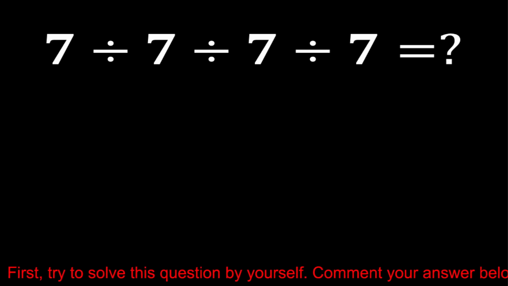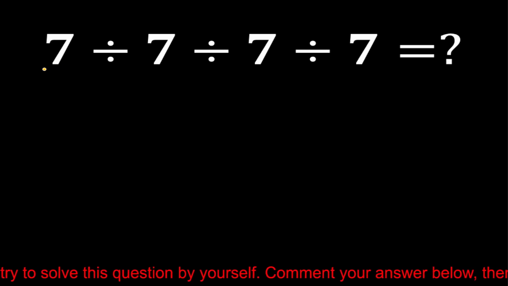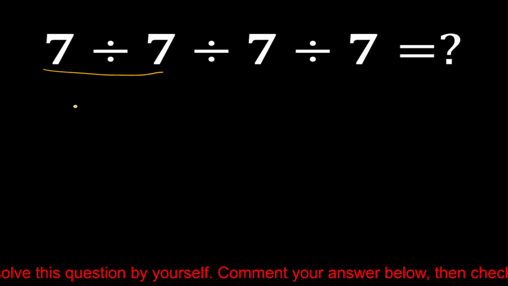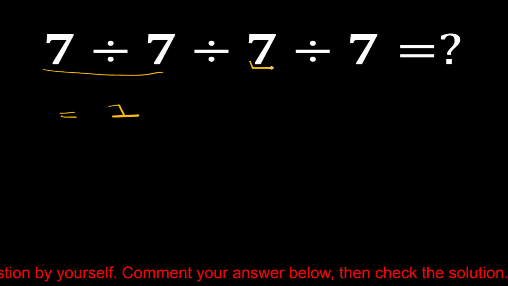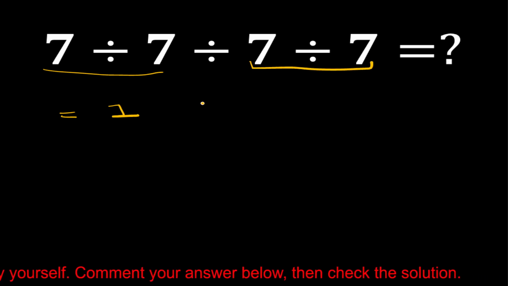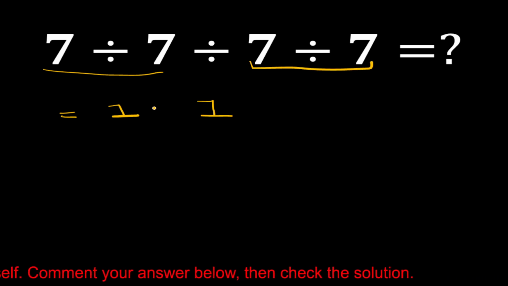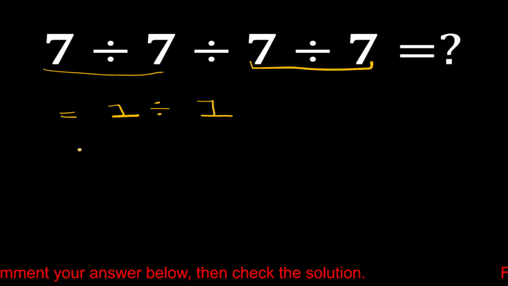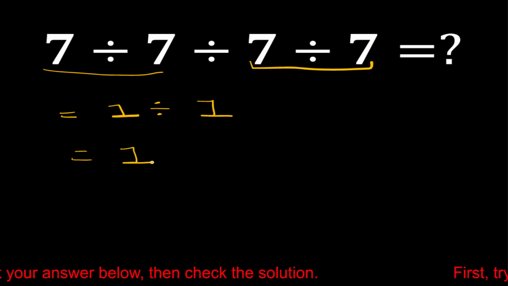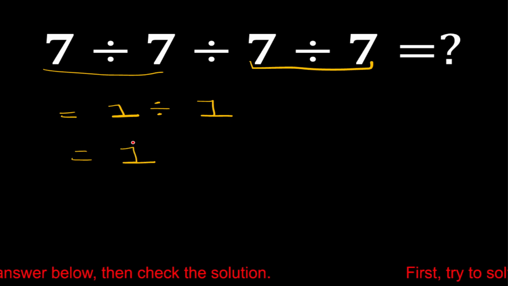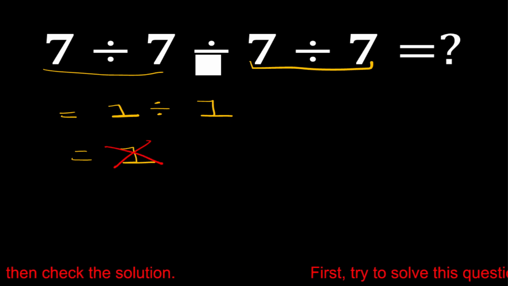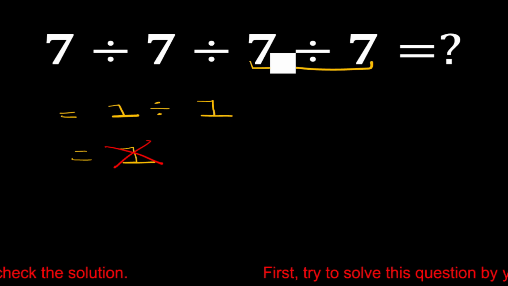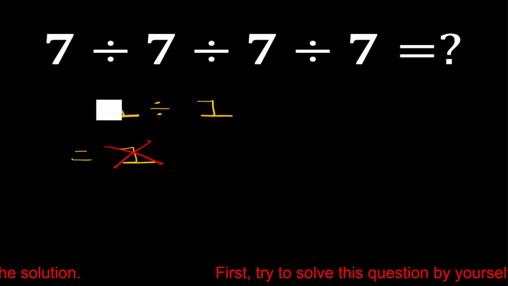So 7 divided by 7 is equal to 1, right? And again 7 divided by 7 is equal to also 1. Now 1 divided by 1 is equal to 1. But here this answer is not correct. This answer is completely wrong. So now let's solve this problem correctly by using the PEMDAS rule, right?